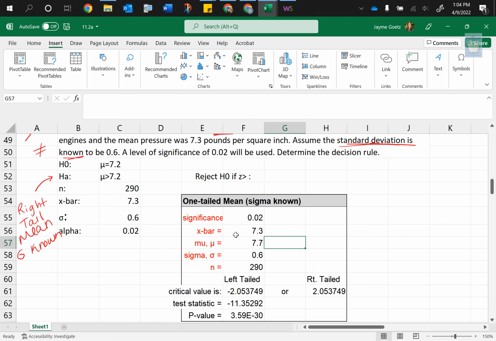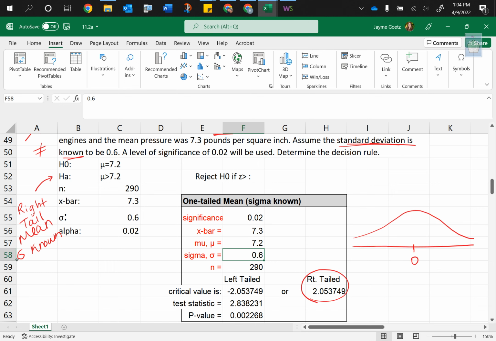So now this is a right-tailed mean, sigma known. That means we're focusing on this guy right here. Now, what does that mean? That's my critical value. The critical value is this guy right here because it's right-tailed. So if I were to sketch this as a picture, we're going to have our standard normal curve, where my mean is 0. Now, 2.05 is going to be somewhere over here. So I'm just going to put that right in there.